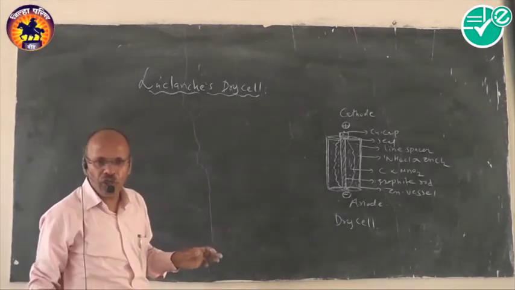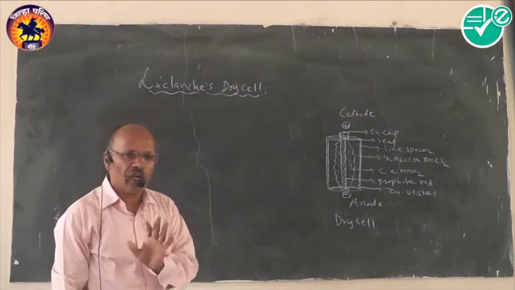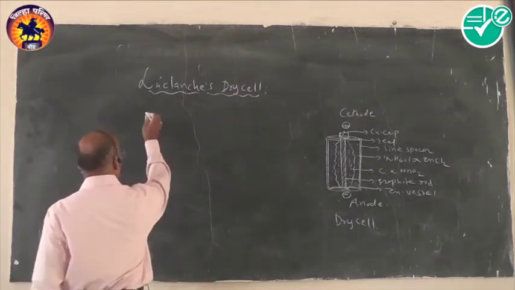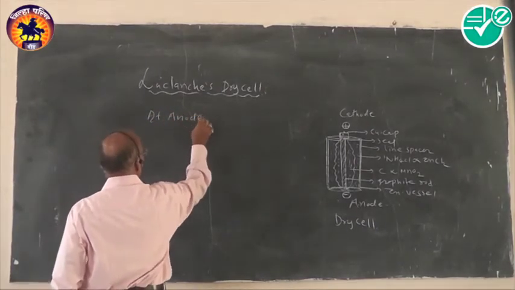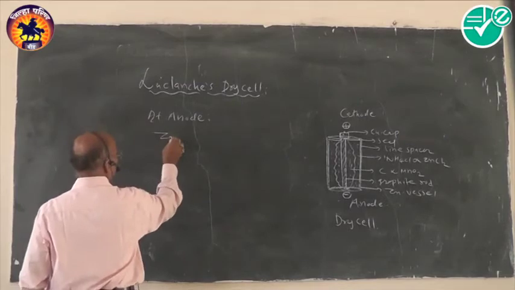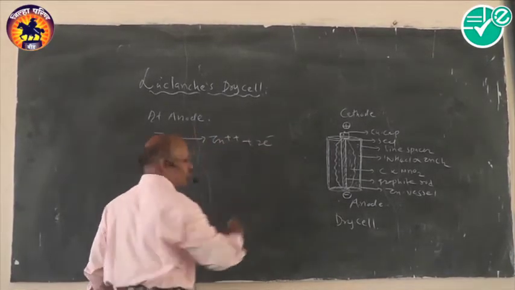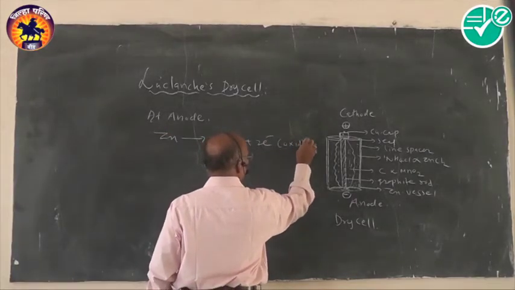Now here, how does this work? When electric current is produced, when electricity is generated, how does this cell work? The reactions are very important. Particularly at the anode, what generally happens? Anode reaction: zinc produces Zn2+ ions by the loss of 2 electrons. This shows the process of oxidation.